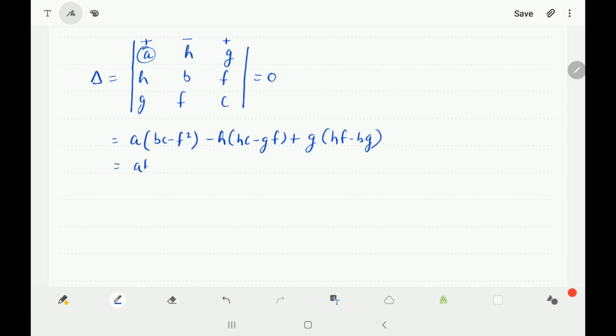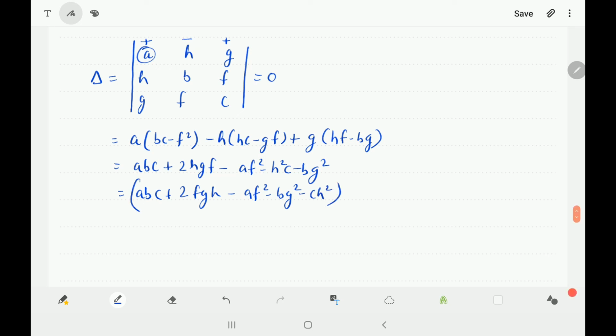So this term will be equivalent to ABC plus 2HGF minus AF square minus H square C minus BG square. If you write it in a pattern, you will get ABC plus 2FGH minus AF square minus BG square minus CH square. So this is the value of delta. So once delta is equal to 0, which is either the determinant or this value, the general equation can be resolved into two linear factors.